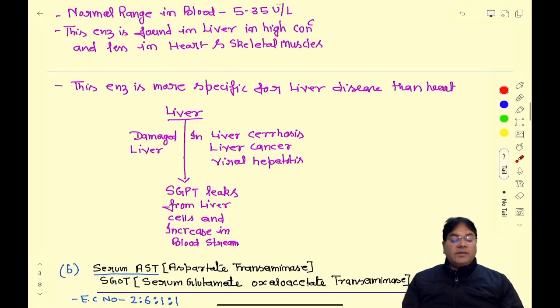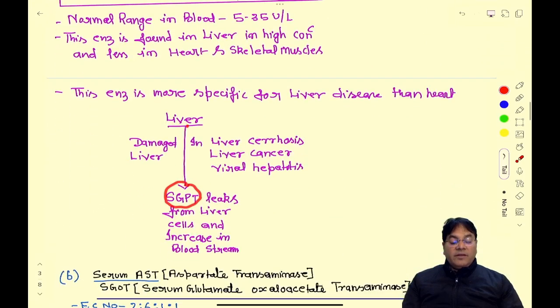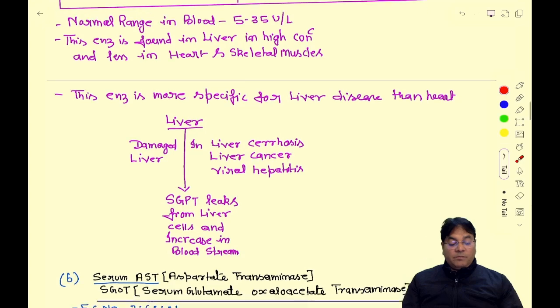Now what happens with this enzyme? If the liver is damaged because of cirrhosis or cancer or hepatitis or any other infection, the liver cells start releasing SGPT, that is this enzyme alanine transaminase, into the bloodstream, and then its concentration in the bloodstream increases and it becomes a marker for us. We go for the blood test. If the concentration of SGPT is high in the blood, it is indicative of a liver problem.